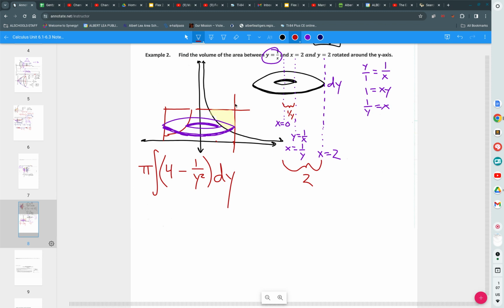Talk to the person next to you. Take about a minute and 15 seconds. See if you can come up with the boundaries. Go, talk. What do you got for the boundaries?